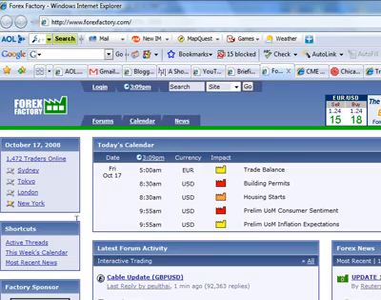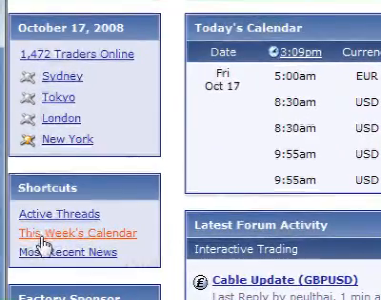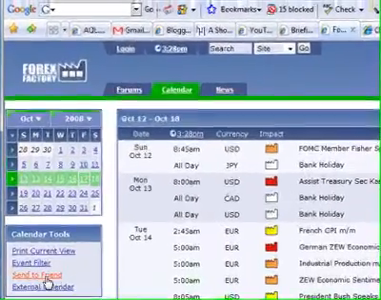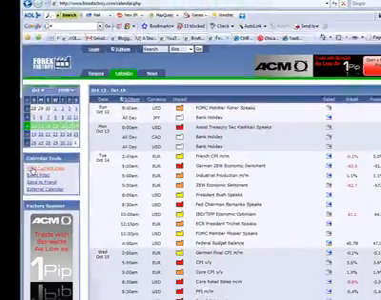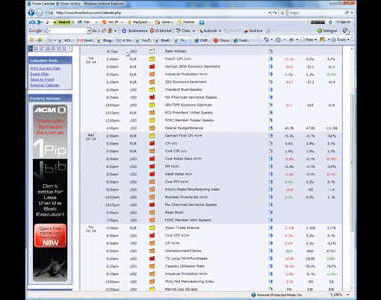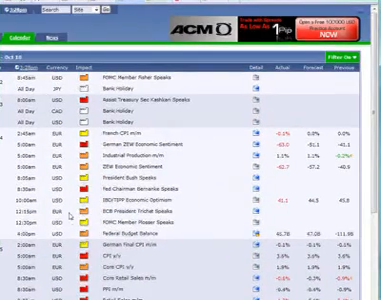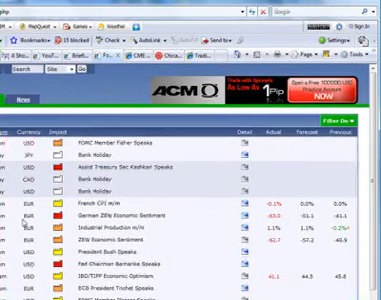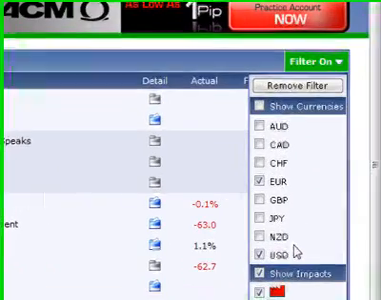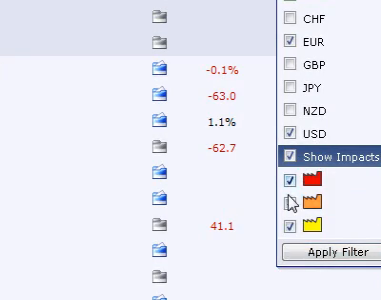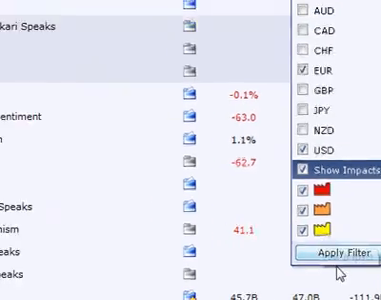What's kind of neat about this is you can go over here on the side to this week's calendar. And what I do every week, Sunday or Monday, first thing when I get up, is I go here and push print current view, and then it'll print for you. It shows all the week, and this was a very, very busy week with all the earnings and whatnot. The settings I use are the European filter, the USD, and I show the impacts of the red, orange, and yellow reports and apply the filter.